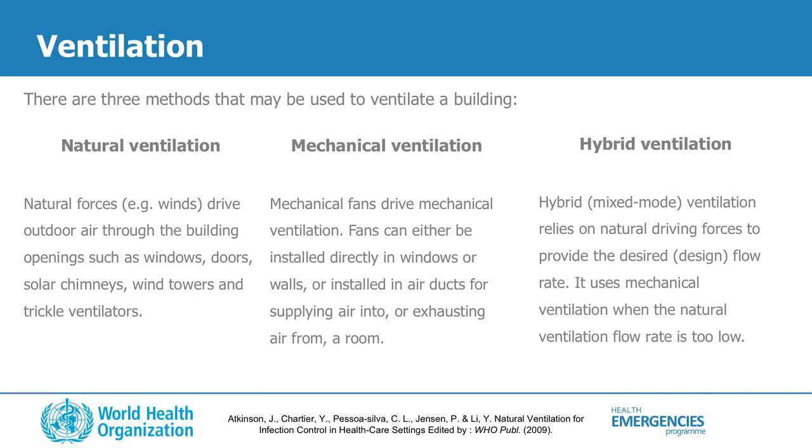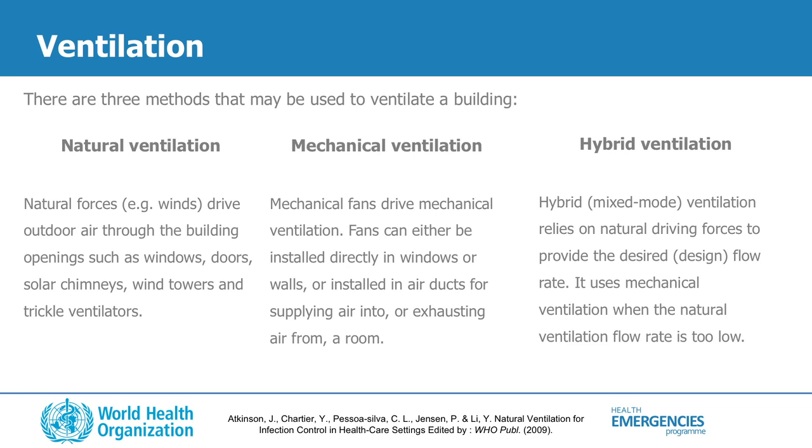There are three different methods that can be used to ventilate a building. Natural ventilation, where natural forces like wind drive outdoor air through the building openings such as windows, doors, a solar chimney, wind tower, and trickle ventilators. Mechanical ventilation, where mechanical fans drive ventilation. Fans can either be installed directly in windows or walls, or installed in an air duct for supplying air into or exhausting air from a room.